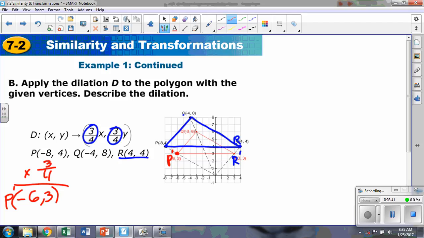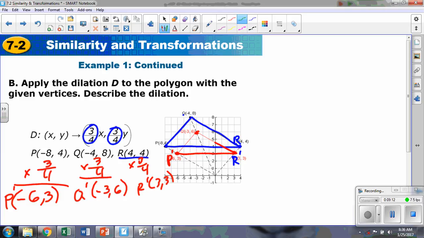And of course, if you've got some scale factors that are tougher to work with, or you have a hard time doing the multiplication in your head, feel free to use a calculator to make sure that you're getting the correct numbers and not accidentally making a mistake. When we multiply through, we get Q prime of -3, 6. Multiply, we get R prime of 3, 3. Just plot the point, applying the rule to all of them, and there we go.